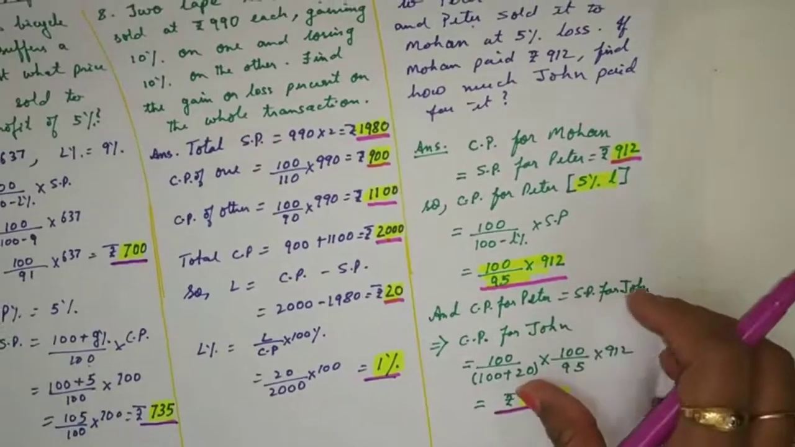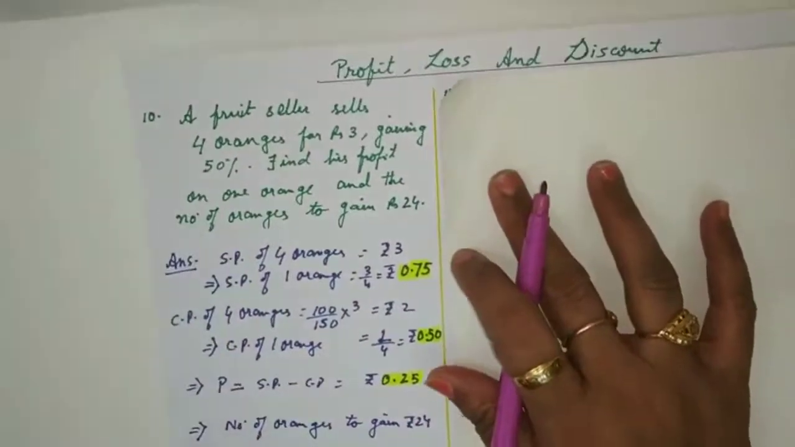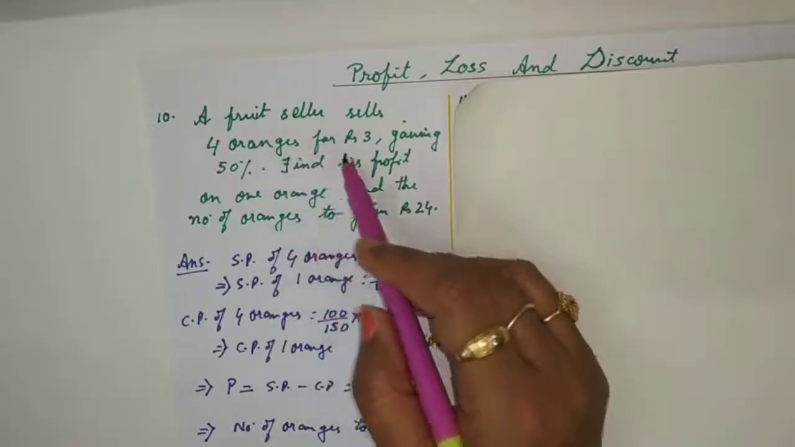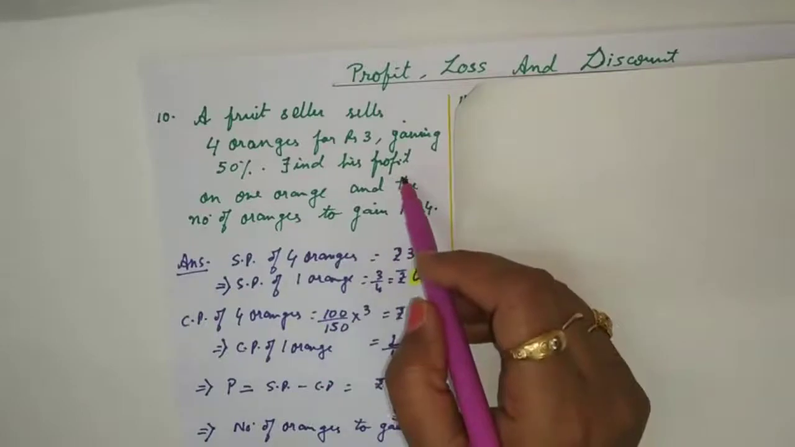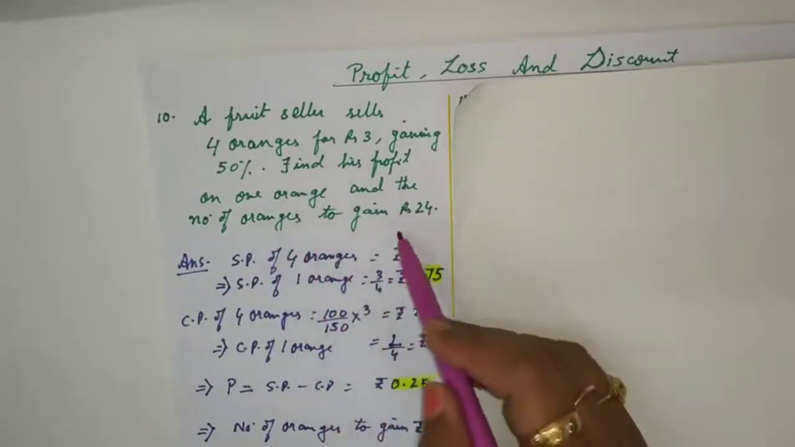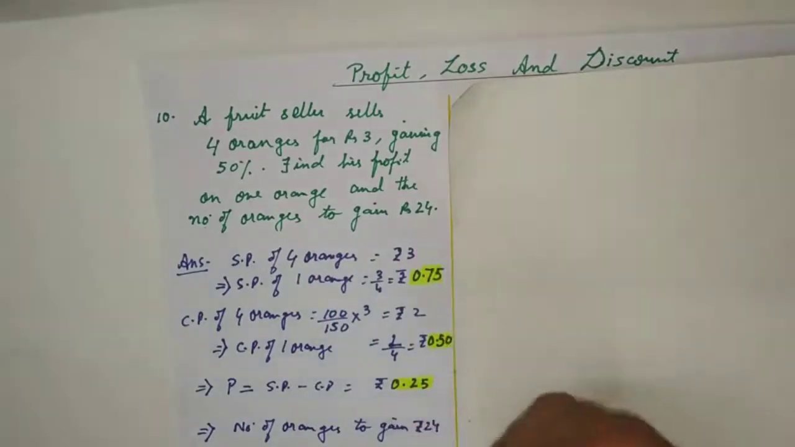This question is very interesting. I like the question as well. So the next type of question that I have taken is this. A fruit seller sells 4 oranges for ₹3, gaining 50%. Find his profit on 1 orange and also find the number of oranges he sells if he has to gain ₹24. So we go part wise.